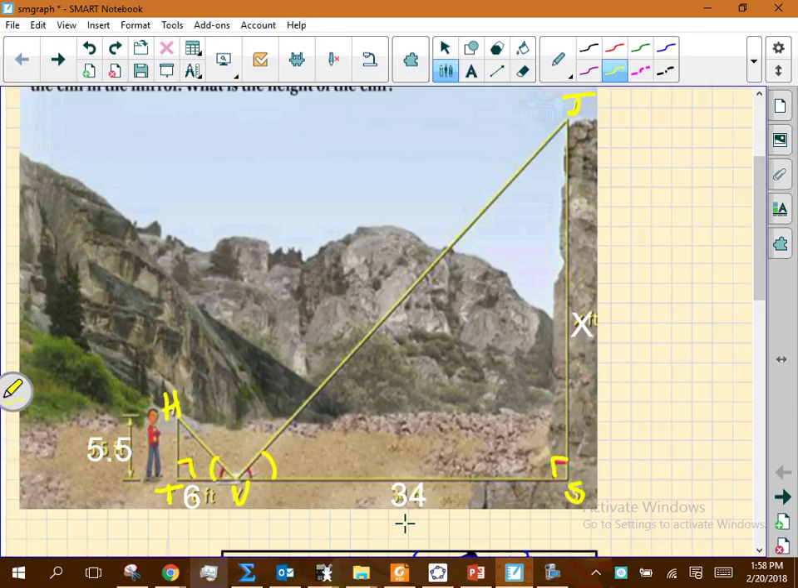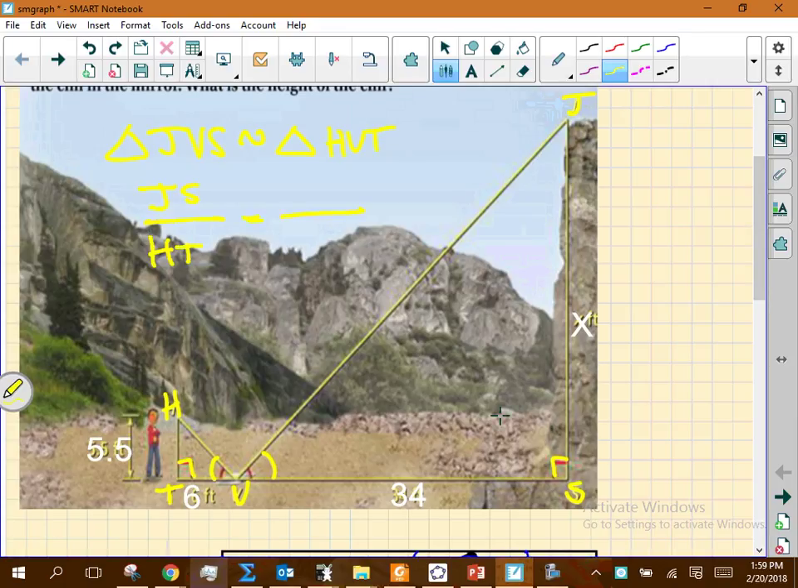Okay. So I'm going to write a similarity statement here. I'm going to say that triangle JVS is similar to triangle HVT. Do you guys agree with that? Okay. And then from that, I can say JS, which is that distance there, should compare to HT, wouldn't it?